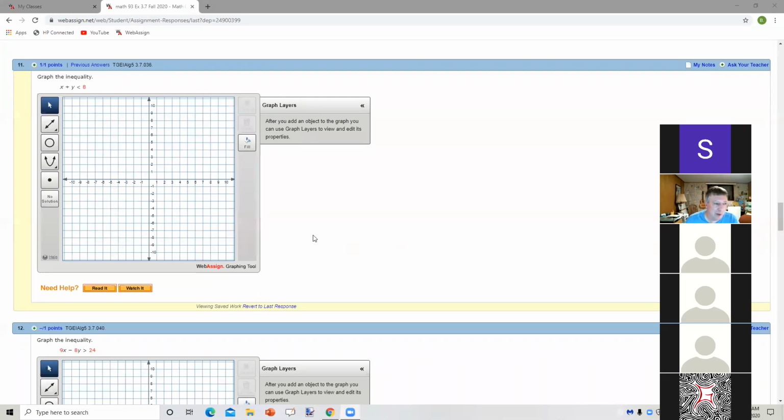Okay, graph the inequality x plus y less than 8. The first thing we're going to do, because we've been doing slope intercept form, and I'm going to do this off to the side where you won't be able to see it, but I'll walk you through it. If I've got x plus y is less than 8, I'm going to subtract x from both sides. So I'm going to have y is less than negative x plus 8. Does that make sense? So far, so good. Okay, so the slope would be -1, and the y-intercept would be 8.